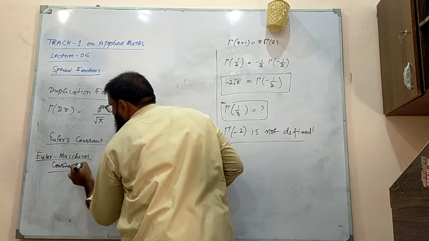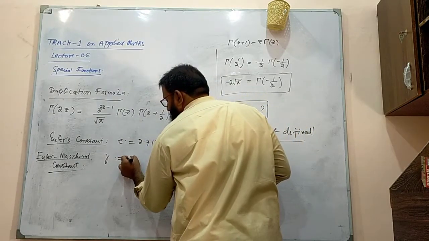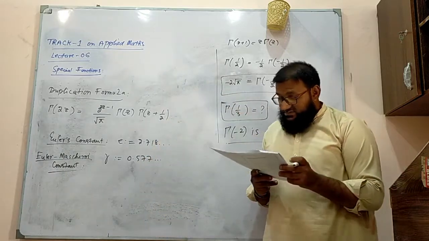It is somehow related to this context, that's why I am going to tell you. Its value is 0.577 and so on. But how is it defined?